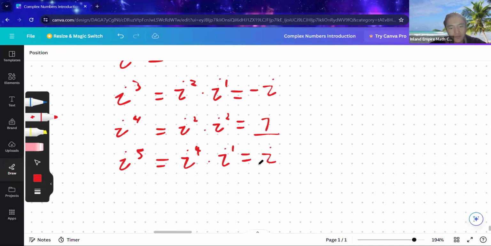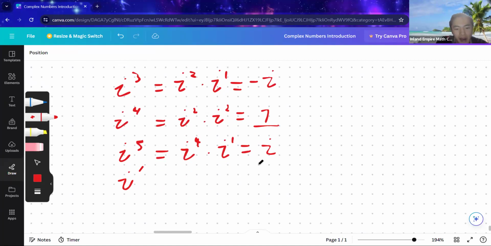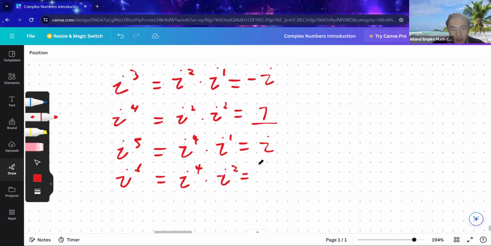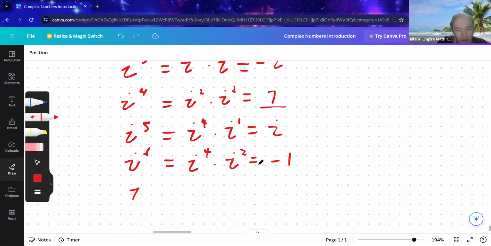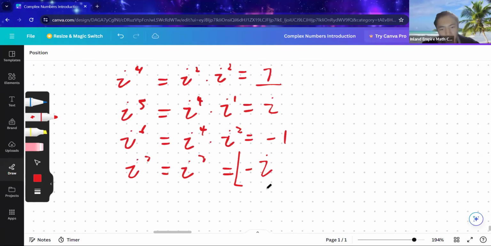And so this will mean that i to the sixth power is equal to i to the fourth times i to the second power. And so it would be i to the second power, which is -1, right? And then finally, you have i to the seventh power, which would simply just be equal to i to the third power. And that would be equal to -i, right? So the answer is -i, and Jasper, you are absolutely correct.